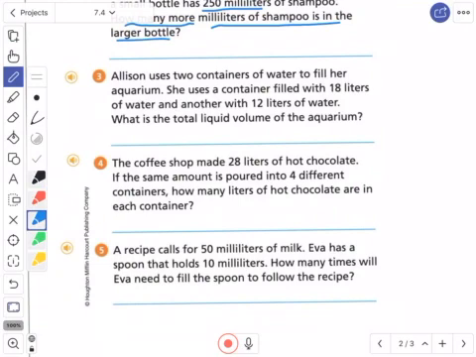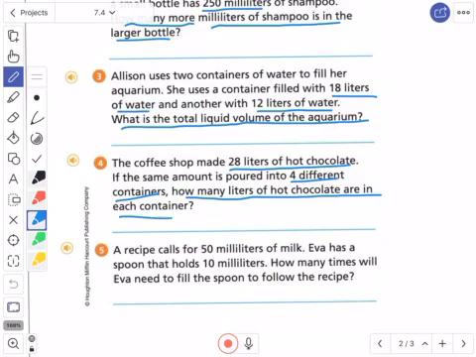Allison uses 2 containers of water to fill her aquarium. She uses a container filled with 18 liters of water and another with 12 liters of water. What is the total liquid volume of the aquarium? The coffee shop made 28 liters of hot chocolate. If the same amount is poured into 4 different containers, how many liters of hot chocolate are in each container?